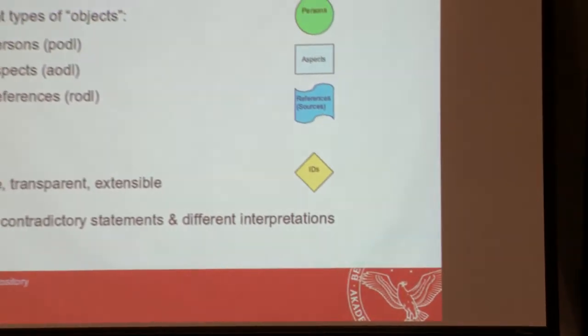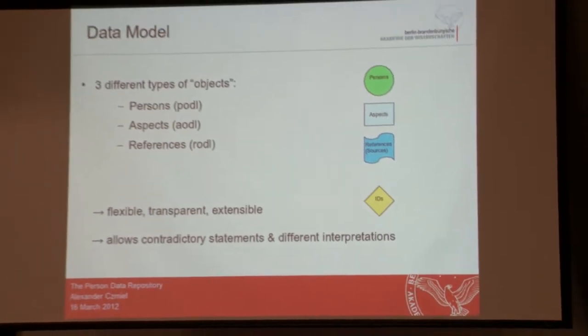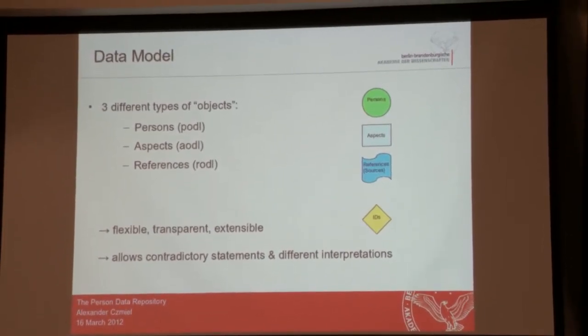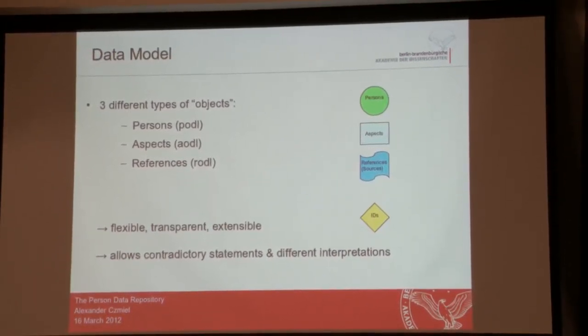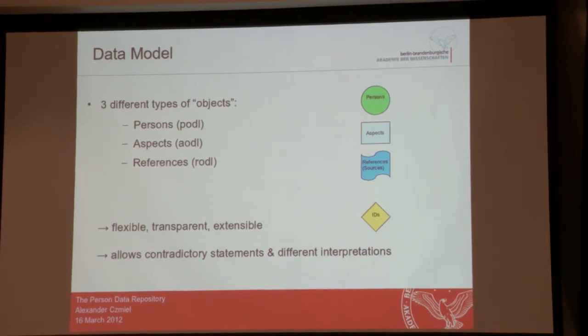So there it is, our data model. Three objects, that's it. It's quite simple, which makes it very flexible, and that's what we needed and what we wanted. We wanted a simple model which is flexible enough to represent high complexity. So we have these three objects, which I will explain in more detail further on: the persons, the aspects, and references. References are the sources.